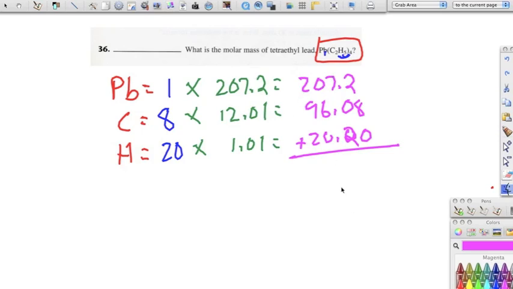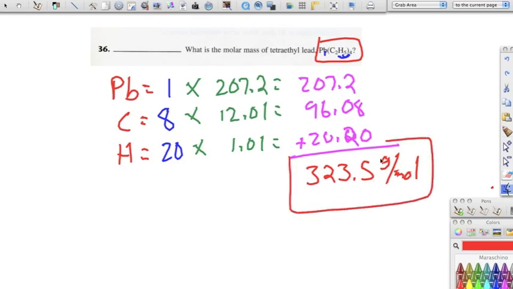So when we add it up, we'll get a total of 323.5, and that would be grams per mole. And it actually would be 323.48, but we went ahead and rounded it. And guys, remember on your test it's going to be multiple choice, so you don't have to worry about rounding too much.